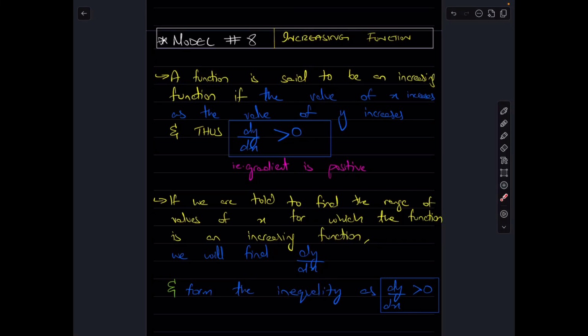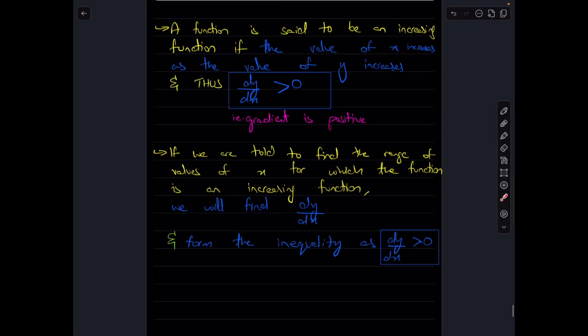So an increasing function is a function such that if the value of x increases, the value of y also increases. Let's say, for example, a linear line which looks like something like this. The value of x increases and so does the value of y. And thus notice that the gradient is positive. Thus, whenever we have an increasing function, it means that the gradient is going to be positive. dy by dx is going to be positive.